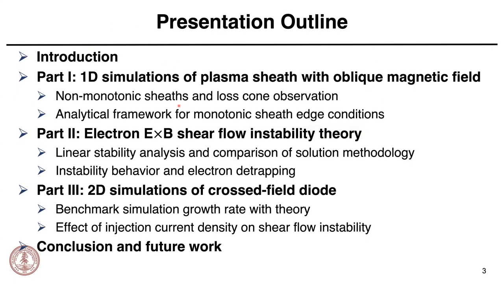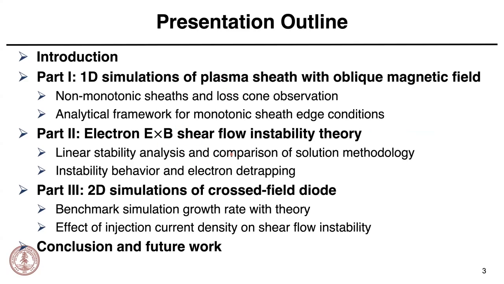So the presentation outline: first I'll introduce what I mean by cross-field plasmas in general, and then I'll talk about three different projects. The first one will be about 1D simulations of a plasma sheath when you have an oblique magnetic field. The goal for that work will be to use the simulations to develop a way to calculate the sheath edge conditions as a function of the angle of that magnetic field.